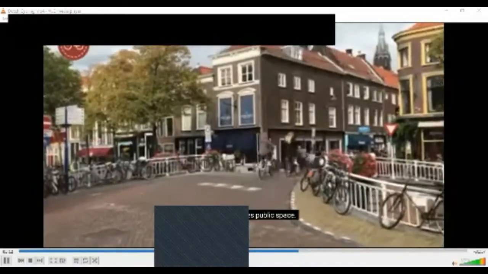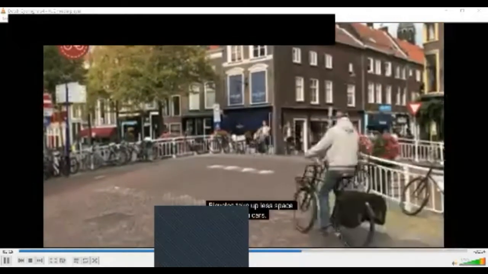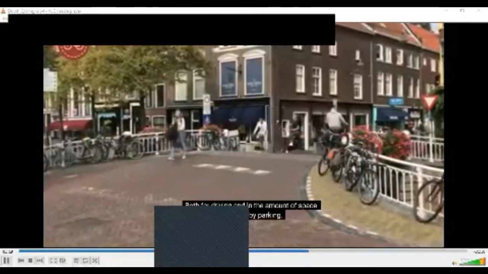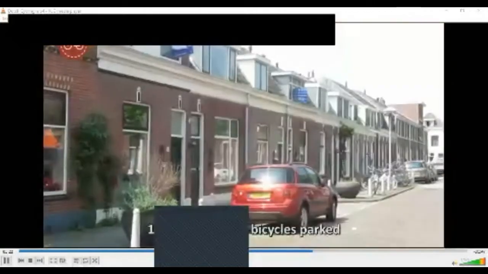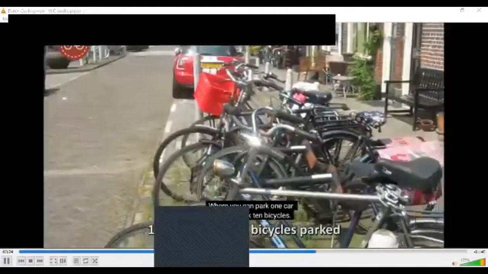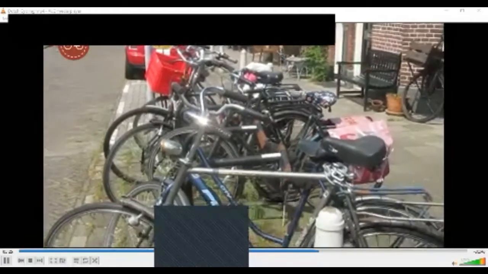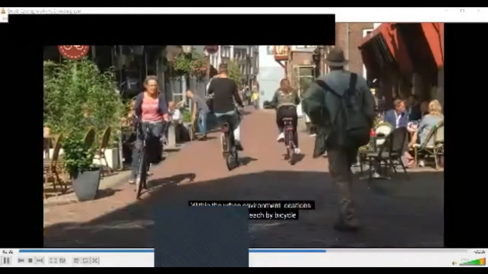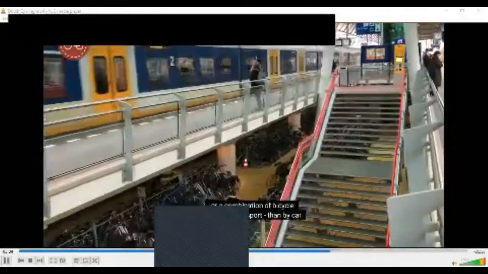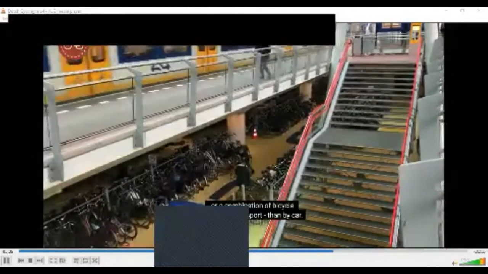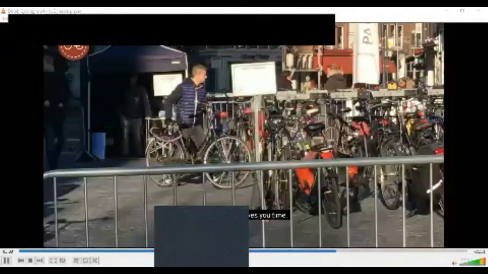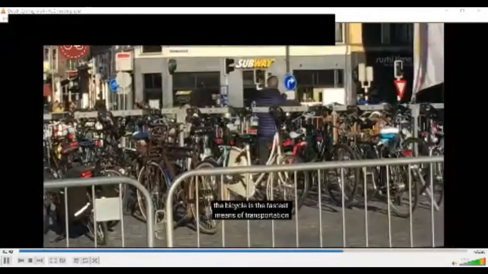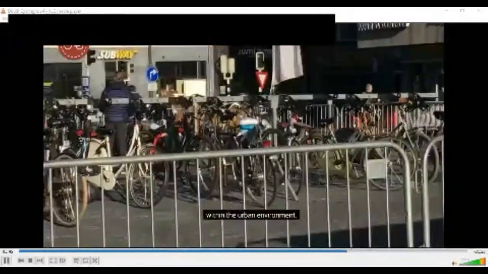Cycling creates public space. Bicycles take up less space than cars, both for driving and in the amount of space taken up by parking. Where you can park one car, you can park 10 bicycles. Within the urban environment, locations are easier to reach by bicycle, or a combination of bicycle and public transport, than by car. Cycling saves you time. Without the need to search for a parking spot, the bicycle is the fastest means of transportation within the urban environment.